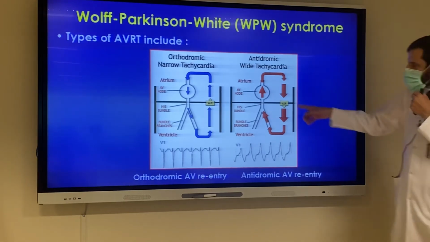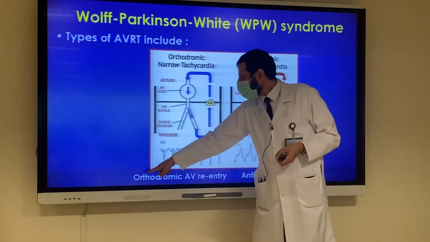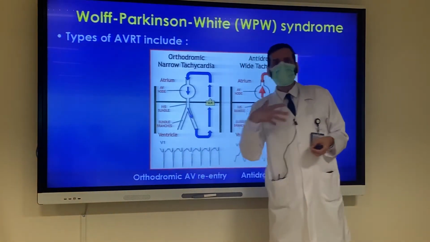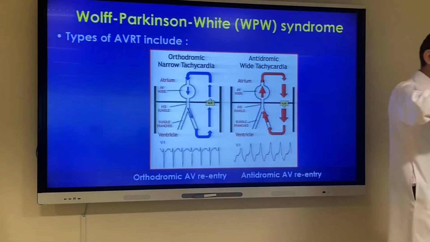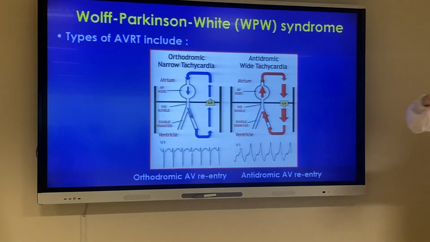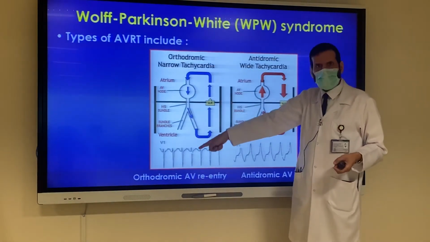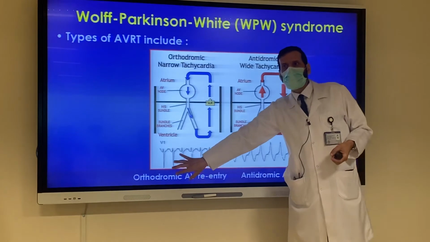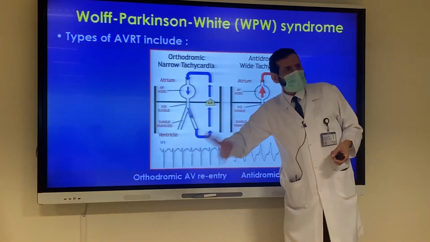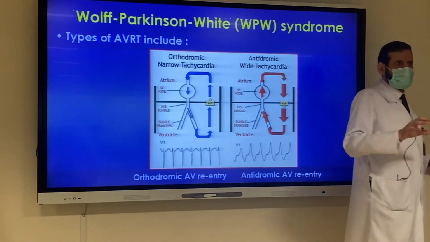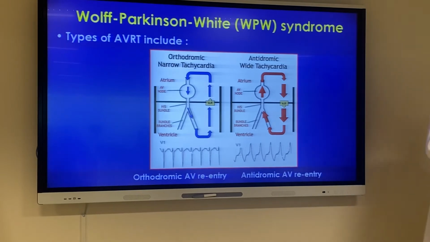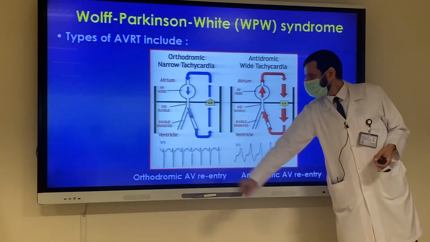And this is 90% of the time. And we call it orthodromic tachycardia. Ortho, like normal. So the conduction in the AV node is normal, because normally the AV node conducts this way, from up to down, right? So this is called orthodromic. 90% of the SVT, supraventricular tachycardia, because of a pathway, is orthodromic.